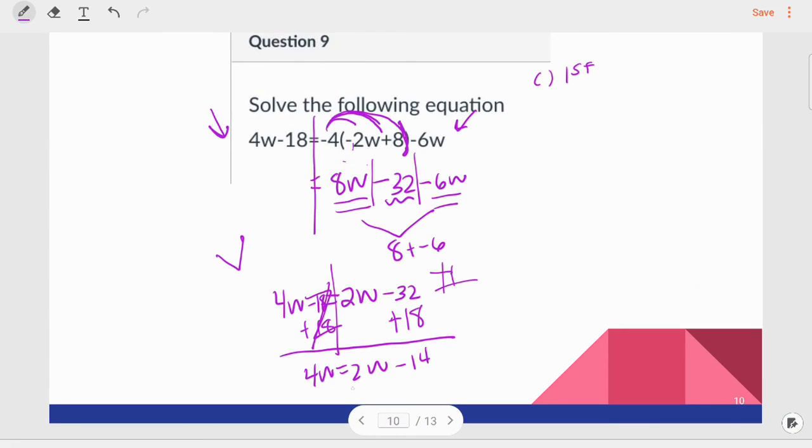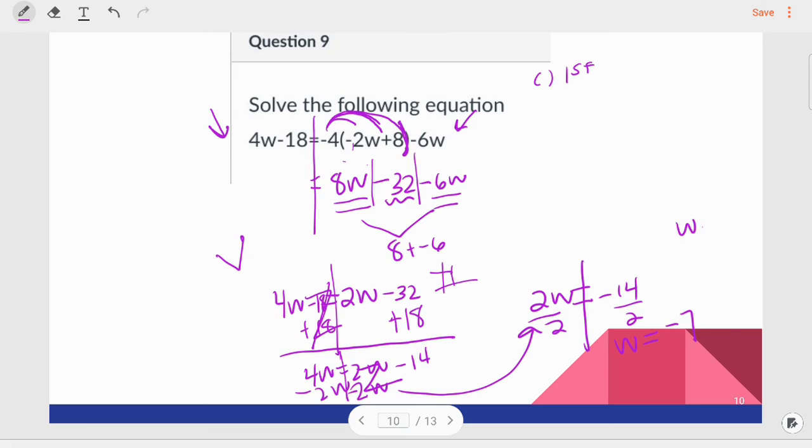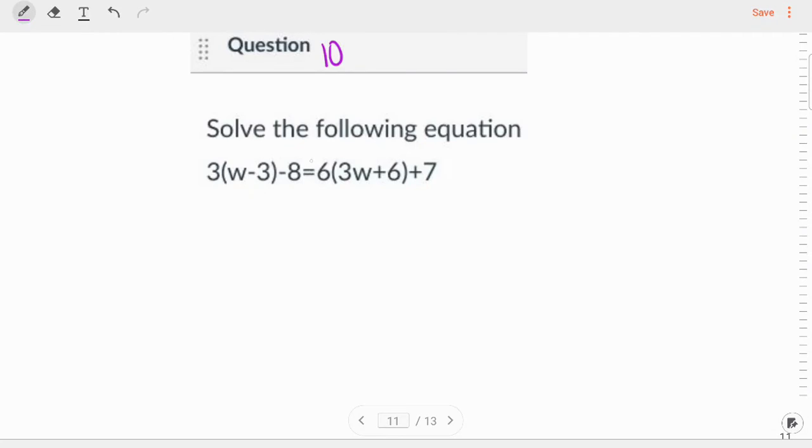I'm going to continue to solve. Since this is my number side, I'm going to get rid of the 2w by minusing it. 4 minus 2, we're going to bring our work over here. 4 minus 2 is 2w. There's my balancing line equals. The 2 minus 2 zeroes out, and I'm left with negative 14. And last but not least, I'm going to divide by 2, and I'm going to get w equals negative 7. That's kind of hard to see. w equals negative 7.